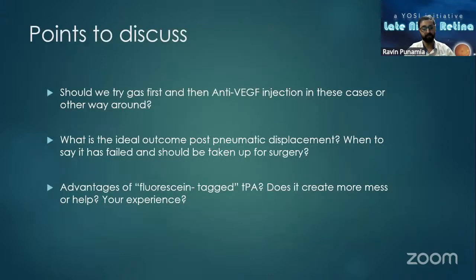So I had certain points that I would like to discuss with the esteemed panel. In this case, we did anti-VEGF followed by gas injection, but is it better to try gas first and then do the anti-VEGF? Or, as I said before, is a combined cocktail better? And what would be the ideal outcome post pneumatic displacement, and when can we say that it has failed and surgery needs to be done? And if anyone else has any personal experience with fluorescein tagged subretinal TPA.